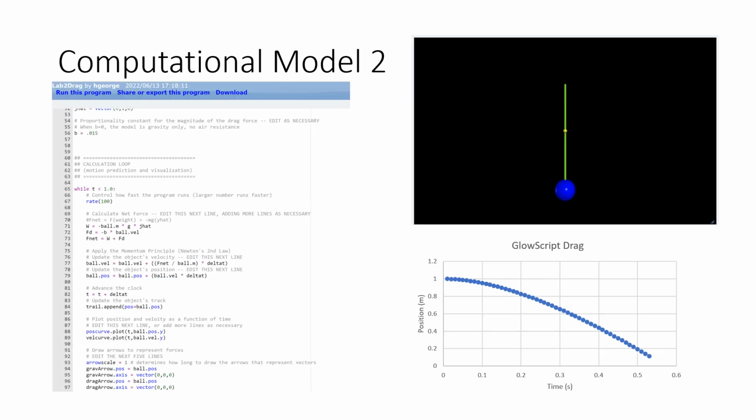The second computational model introduces the drag force into the equation and attempts to recreate the data extracted from the Tracker video as accurately as possible. The equation used for the drag force was that the force is equal to the drag constant multiplied by the velocity of the ball. And so you can see, similar to the Tracker video, the object ends at the same spot and follows a similar trajectory.